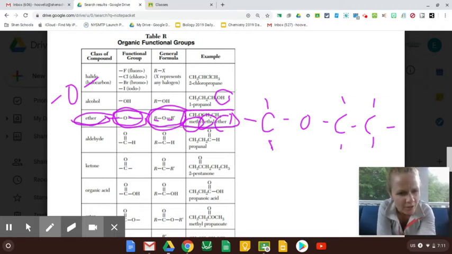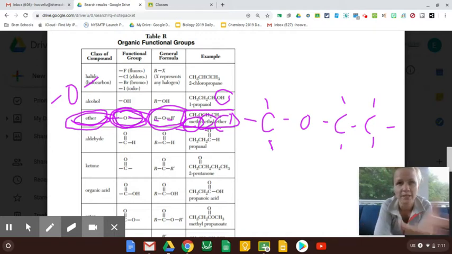Okay, ether has an O in the middle of its carbon chain, and it looks like they name it by naming two little groups, and then they put the word ether at the end. So if I'm reading something, how do I know if it's an ether? Well, it'll have ether at the end. So that makes it kind of easy.